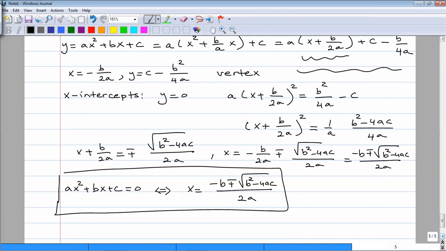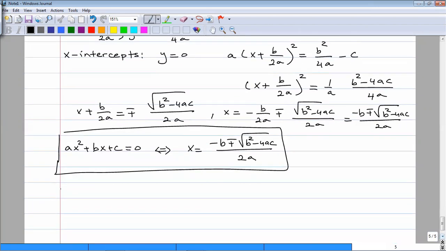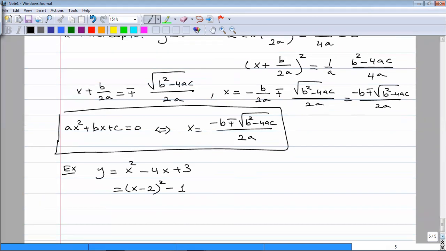So let me give you one simple example. Say y equals x squared minus 4x plus 3. So we write this as x minus 2 squared plus 4. To get plus 3, I need to subtract 1, right? So my vertex is 2, minus 1.